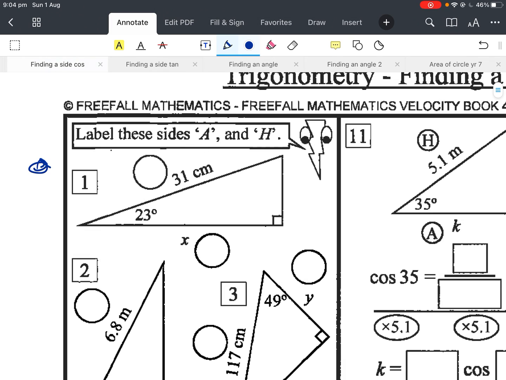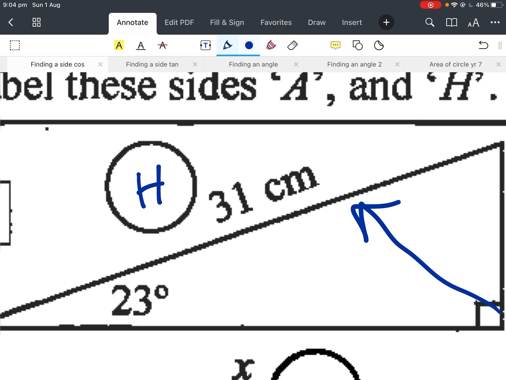So here's the first one. Label these sides A and H. So if you've already done this, you'll know that it's easiest to label the side opposite the right angle. It's the same as Pythagoras. It's called the hypotenuse. So I'll put an H in there.